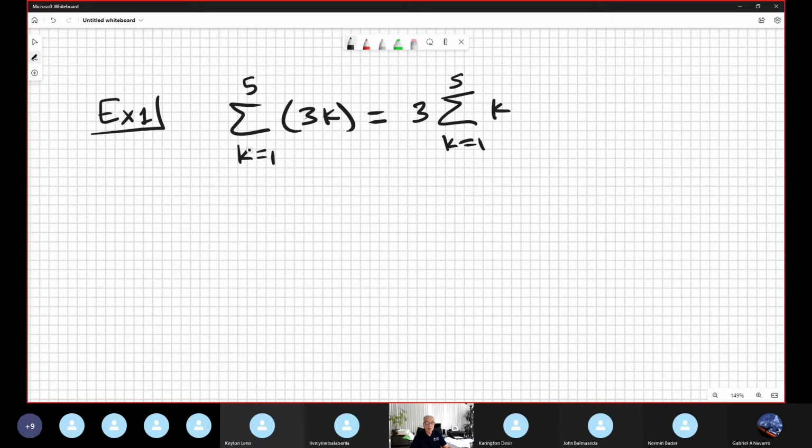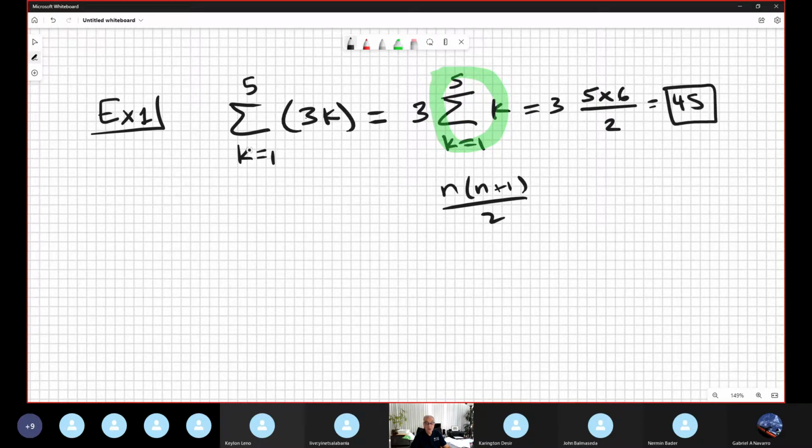Yeah, I know the formula for this. The formula is 3 times 5 multiplied by 6 divided by 2. And the formula, remember, was n times n plus 1 divided by 2. N is 5 in our example, 5 plus 1 is 6, divided by 2. This is 30 divided by 2, 15, times 3, 45.